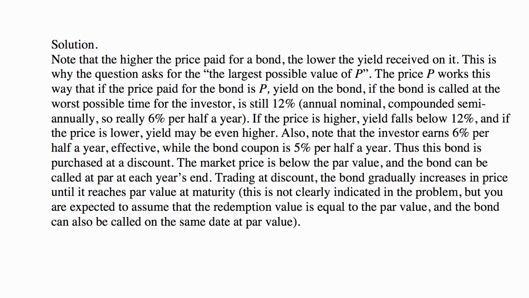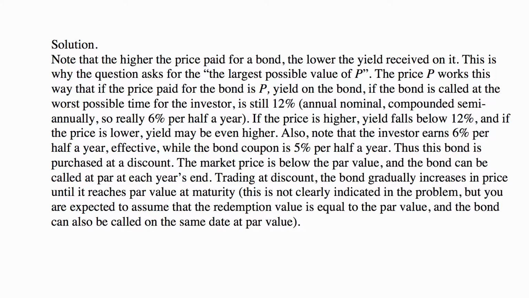The price P works this way: if the price paid for the bond is P, the yield on the bond, if the bond is called at the worst possible time for the investor, is still 12% annual nominal, compounded semi-annually, so really 6% per half a year. If the price is higher, yield falls below that 12%. If the price is lower, yield may be even higher.